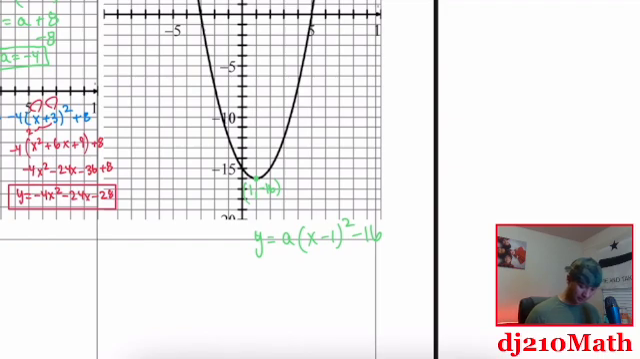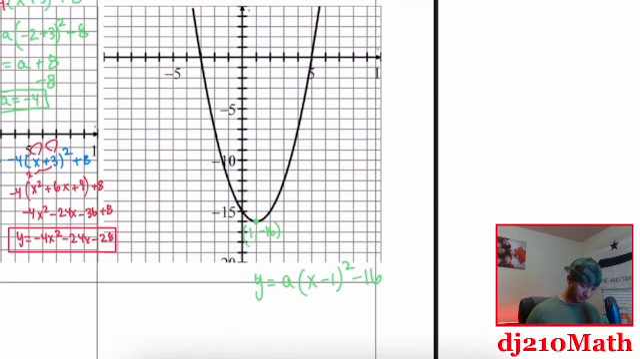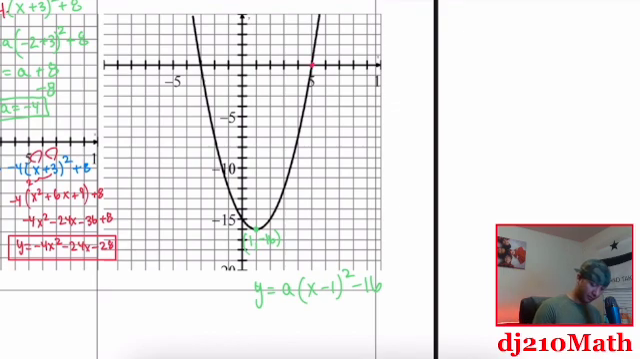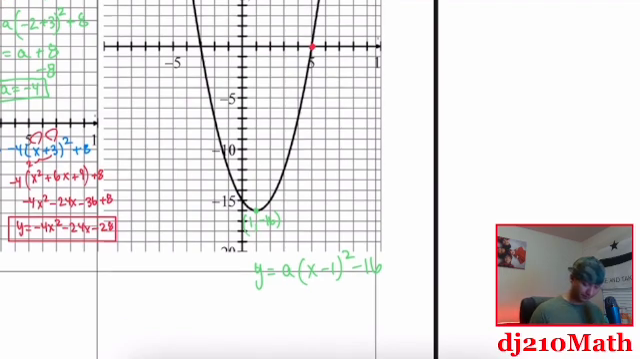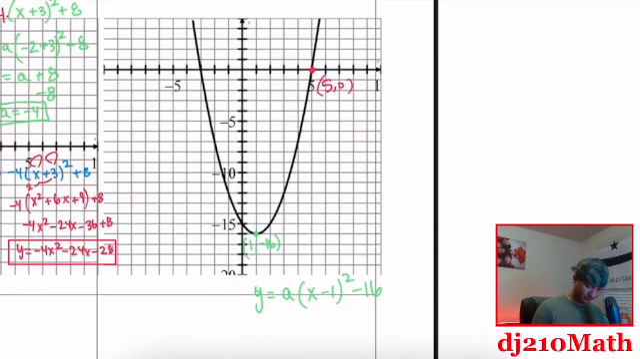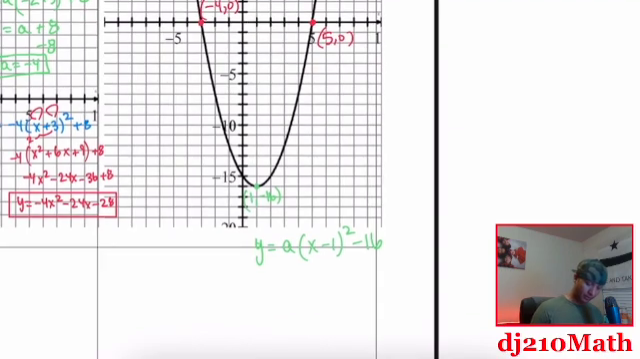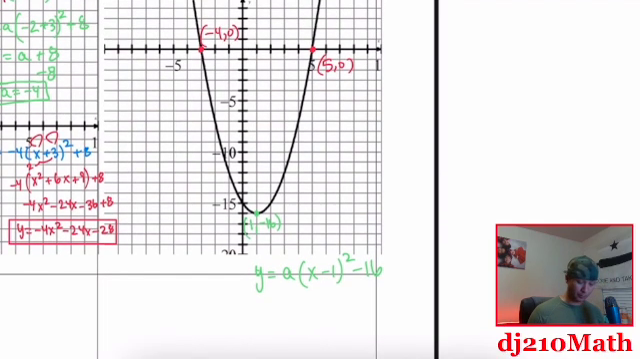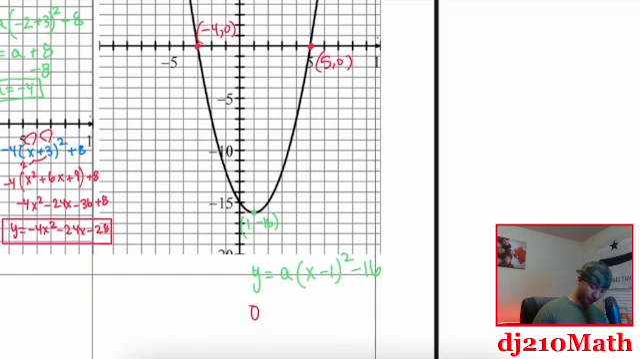Picking something nice. We got 5 comma 0. You could have used negative 4 comma 0. It'll work out the same way. Truly does. So this is going to be 0 is equal to a times x, which is 5, minus 1 squared minus 16.